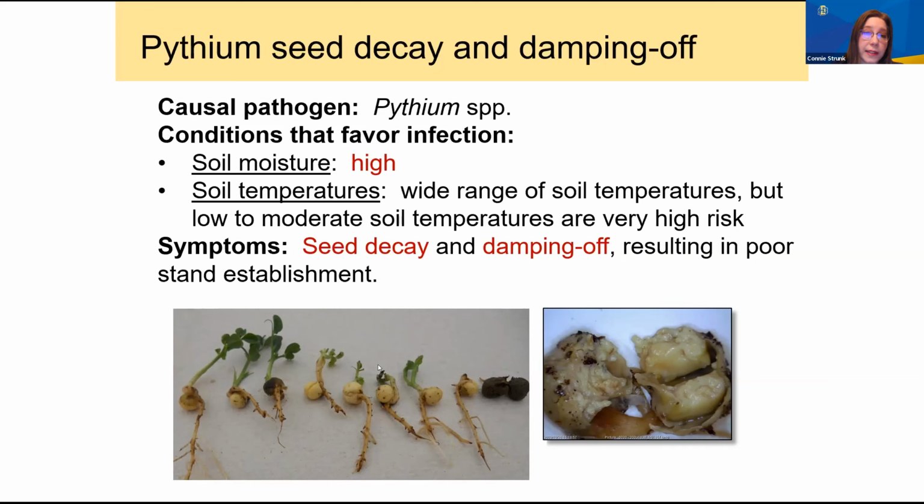So let's go to some Pythium. With Pythium, it likes high soil moisture, wide range of soil temperatures. Low to moderate tend to be more at risk. So some of the symptoms are that seed decay, damping off, resulting in poor stand establishment.